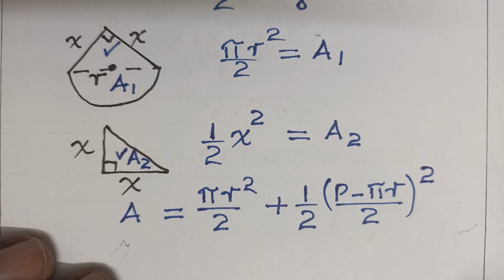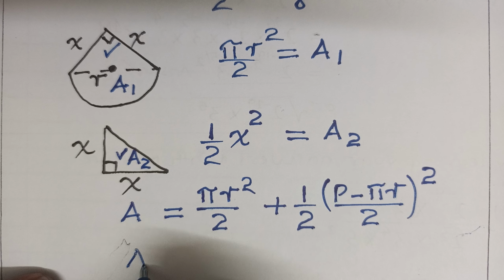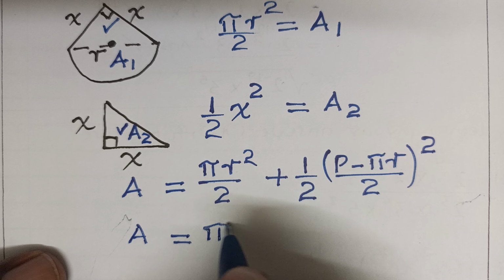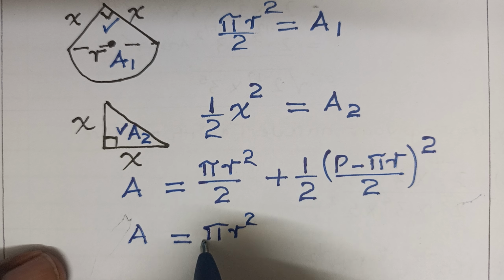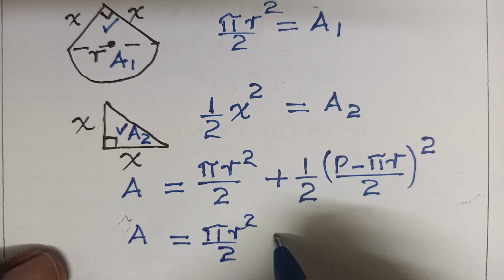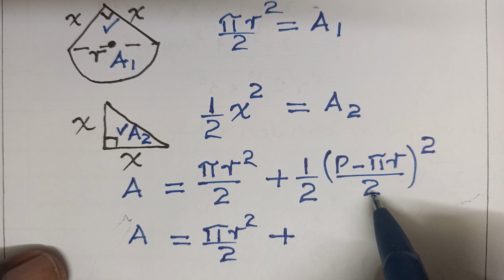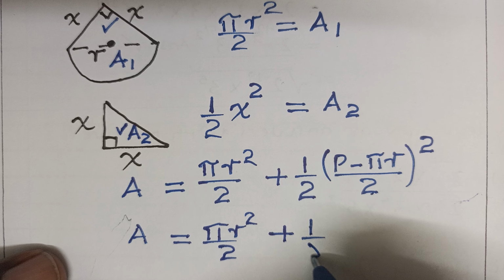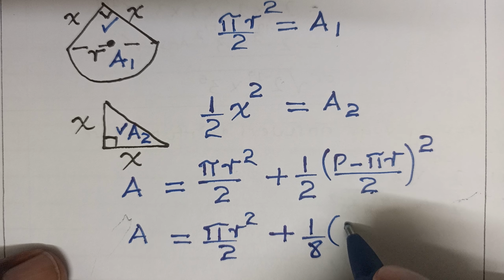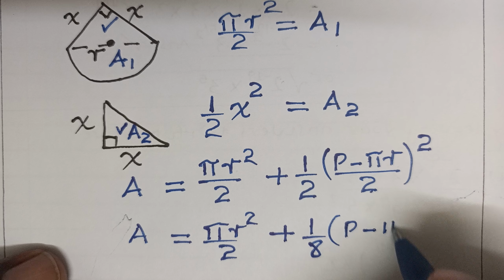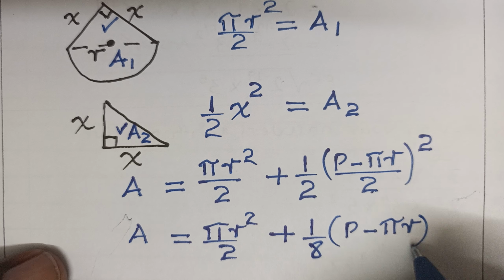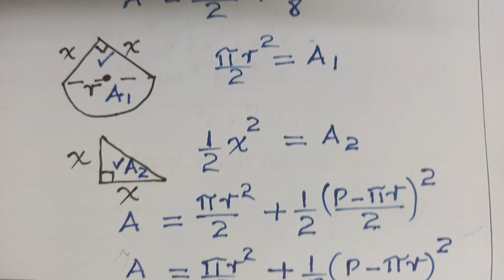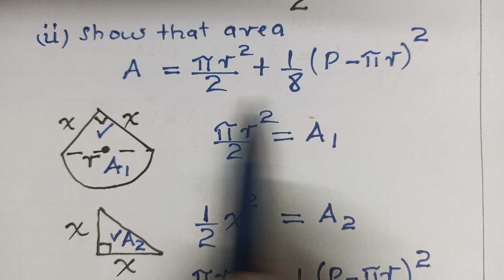And therefore our solution is going to be A equals pi r squared all over 2 plus, we can see this is 2 squared, which is 4, times 2. This one comes to 1 over 8. And this now is p minus pi r, and all that we now square. And so we are able to prove this formula.